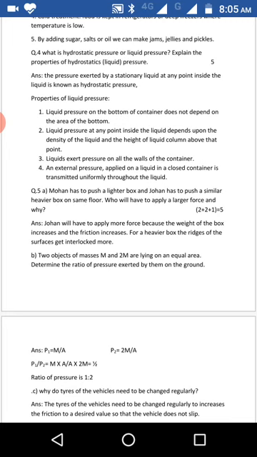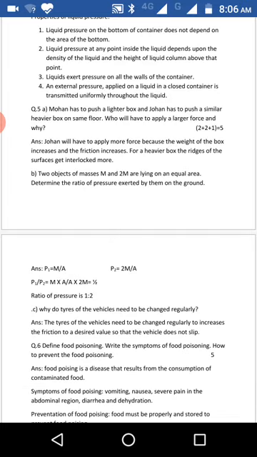Next question is that two objects having mass m and 2m are lying on an equal area. So determine the ratio of pressure exerted by them on the ground. So we have already discussed that, but I'll explain it to you. P1, that is pressure, is always equal to thrust upon area, that means m upon a, and P2 is pressure 2m upon a, that is already given.